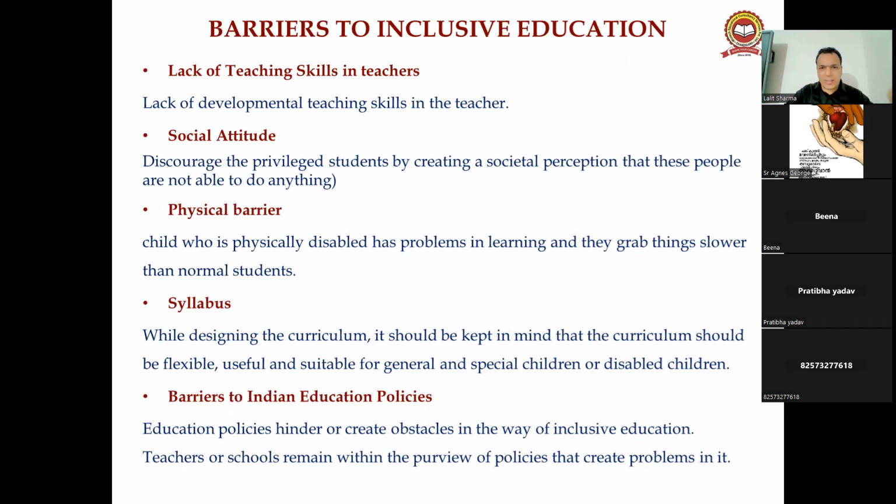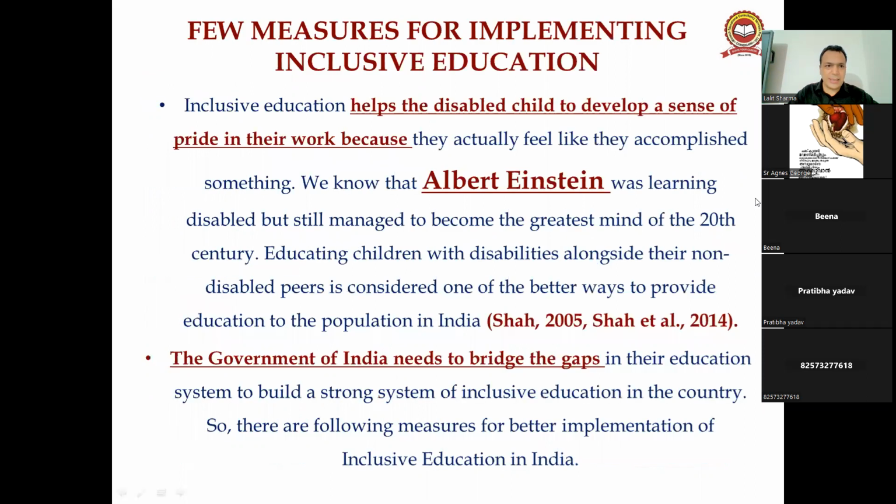Barriers to Indian education policies, that has come up, some policies are also ours, right? Now we talk about the few measures for implementing inclusive education. Okay, now it is talking about the reasons. First we talked about barriers, now we are talking about solutions. Inclusive education helps the disabled child to develop a sense of pride in their work, because they actually feel like they accomplished something.